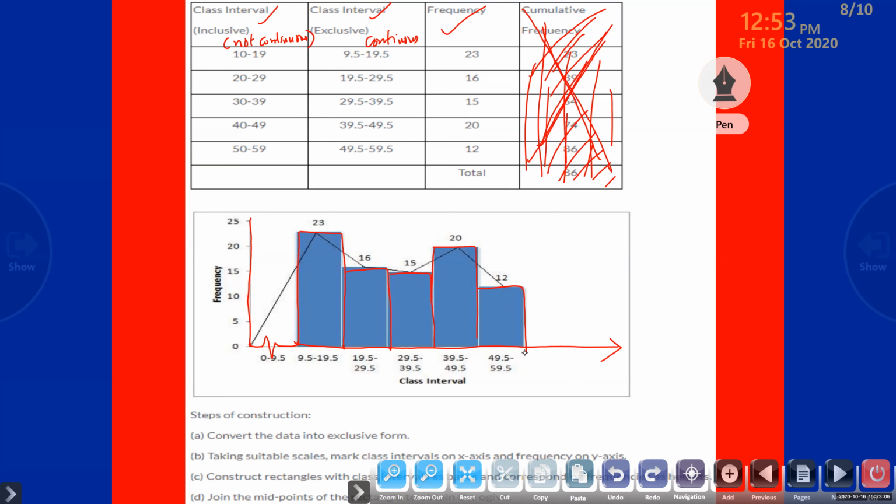But children, here it starts from 9.5. So give a jagged line over there. And will you draw it fast? One more period is there, no children? Yes, ma'am.